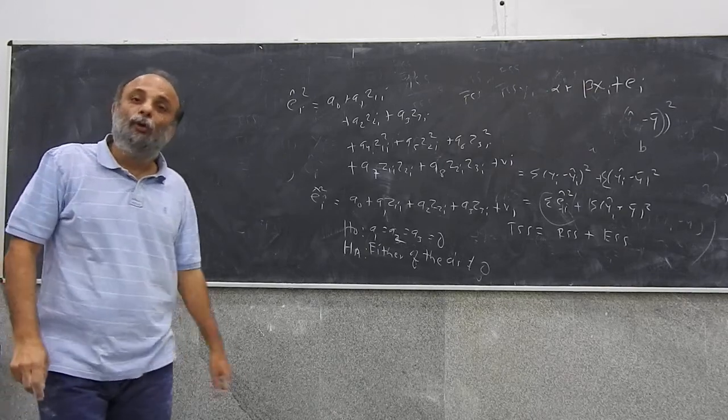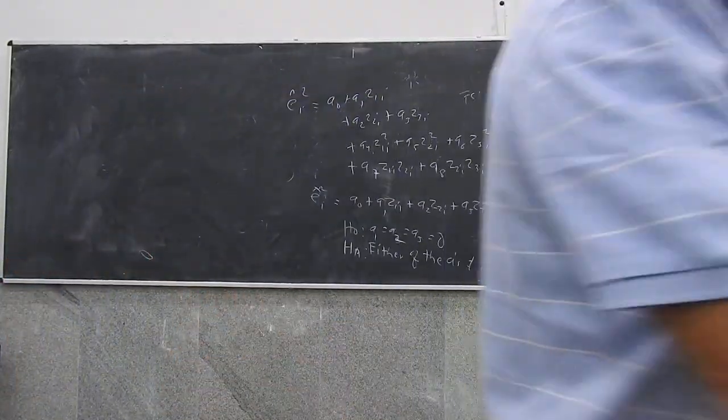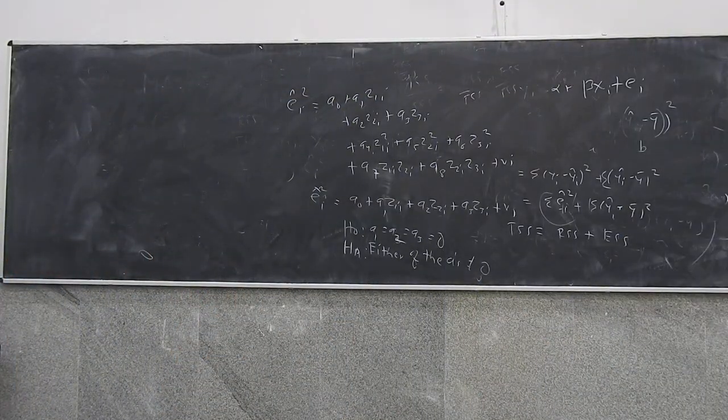So what White will include is not only Z1, Z2, Z3, but squares of Z1, square of Z2, square of Z3, their products with each other and so on and so forth. So what White will do is look for a more general relationship between the variance of the error term and the explanatory variables Z1, Z2, Z3, right?